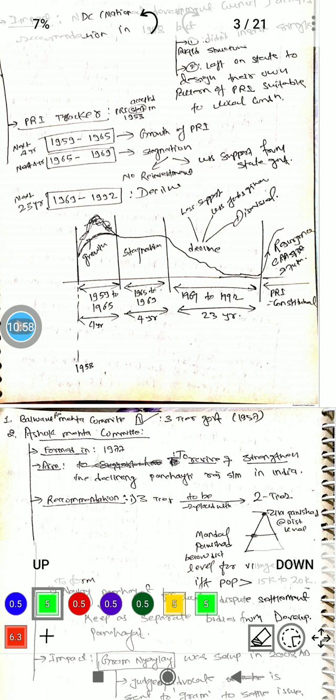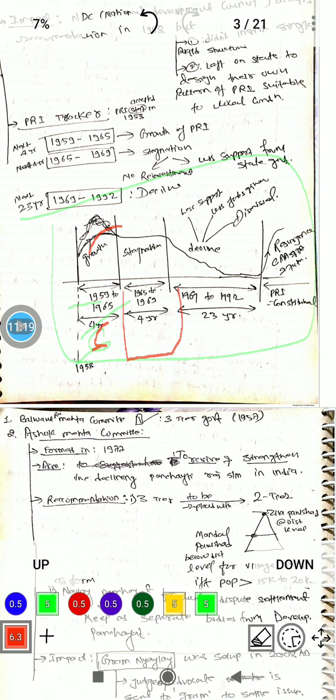If you look at this graph, you will see that from the year 1959 to 1965, for the 6 years, it is written wrong here, it is 6 years. What happened in those 6 years? There is a growth. And after the 6 years, from the year 1965 to 1969, for the 4 years, there is a stagnation period.